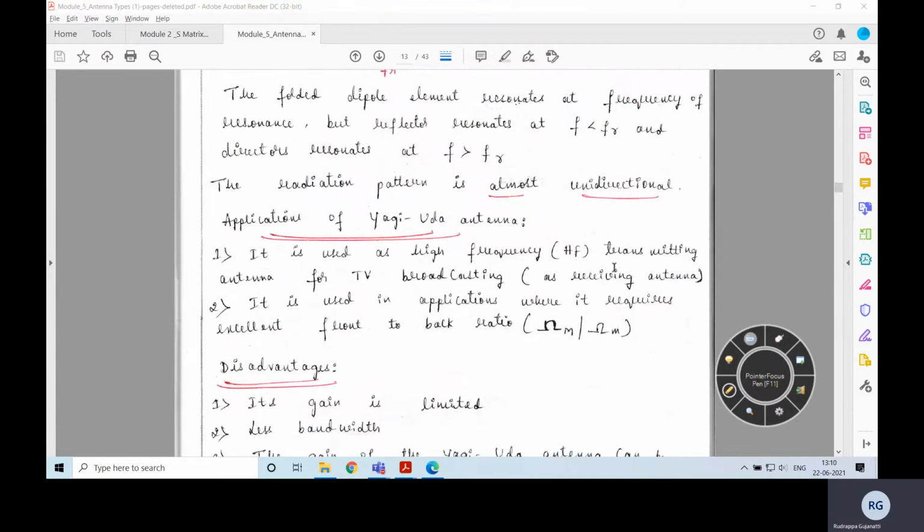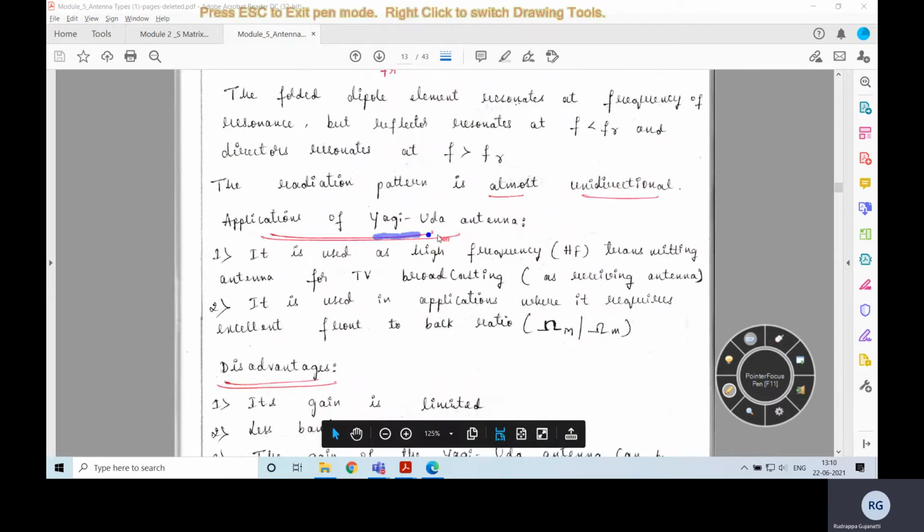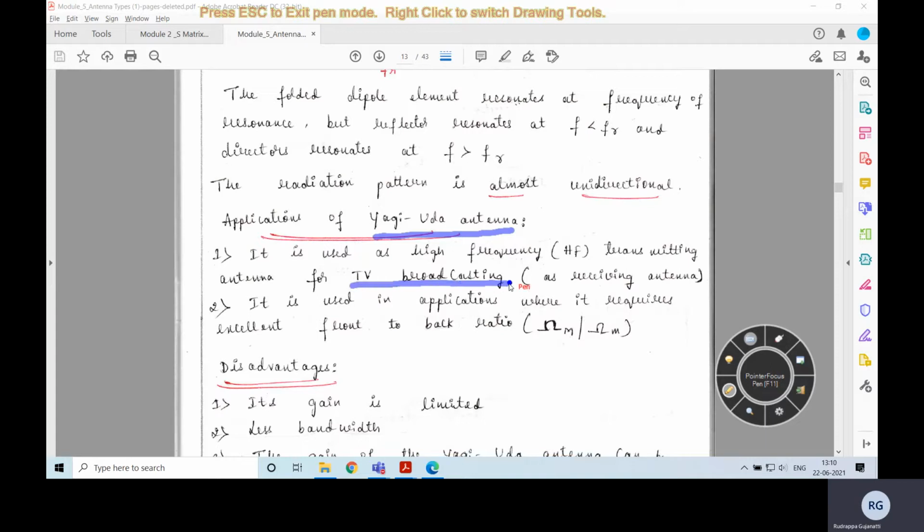Now let us have a look at a few applications associated with the Yagi-Uda antenna. In the previous days, we used to see antennas utilized with television. Those antennas were basically Yagi-Uda antennas. Therefore, the Yagi-Uda antenna found its major application in TV broadcasting.